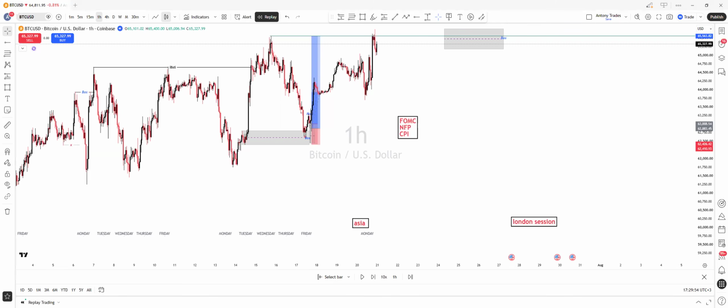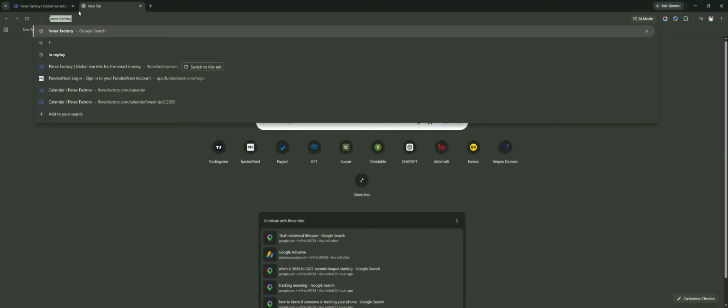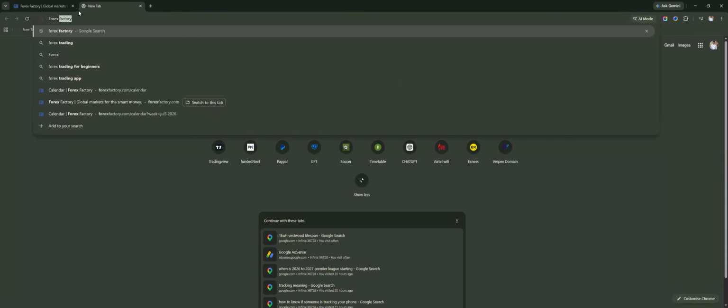Let me share. I don't know where that screen is. Okay, I've seen it. Now, just go to any browser. For me, I've just gone to Chrome. We are going to search for Forex Factory. Just search for Forex Factory.